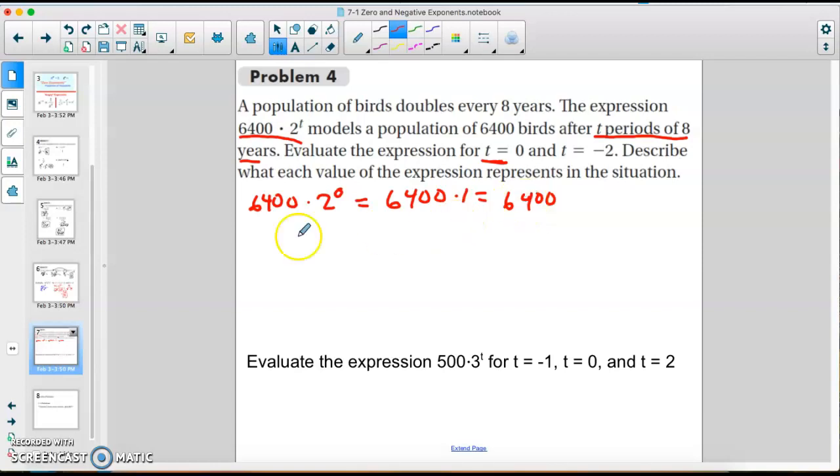Okay. Now, if we plug in 6,400 times 2 to the -2, really what that is is 6,400 over 2 squared, which is 6,400 over 4, 1,600 birds.